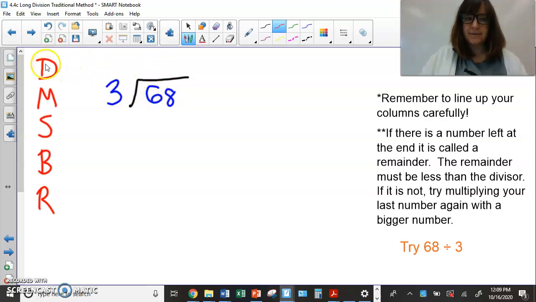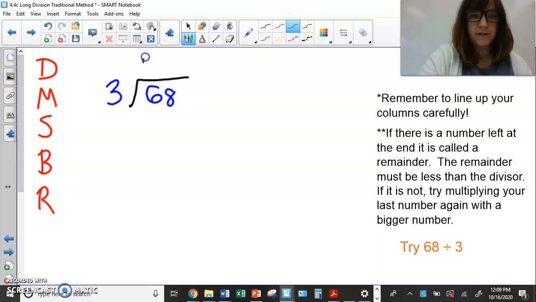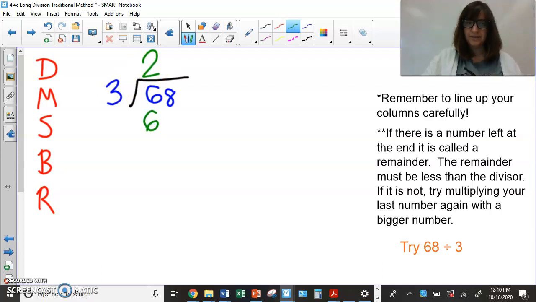Our very first step is D for divide. We're going to say 6 divided by 3. Well, 6 divided by 3 is an even number, and that number is 2. So I'm going to put a 2 right here, lined up straight above my 6, okay? My next step is multiply. So now I'm going to multiply 2 times 3. 2 times 3 is 6. I'm going to write my 6 underneath right here.